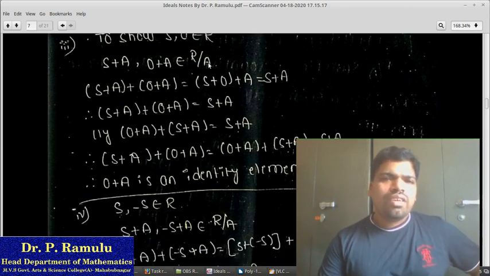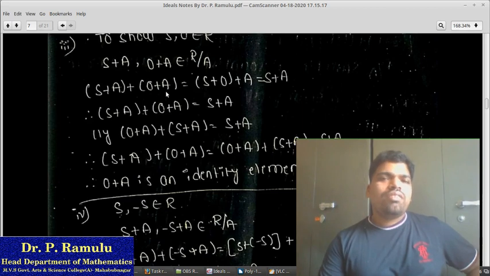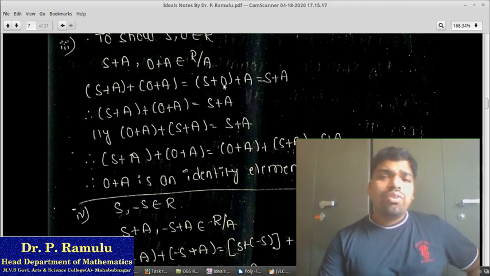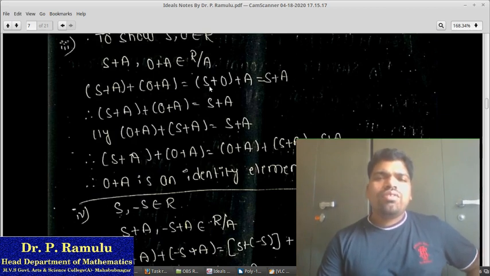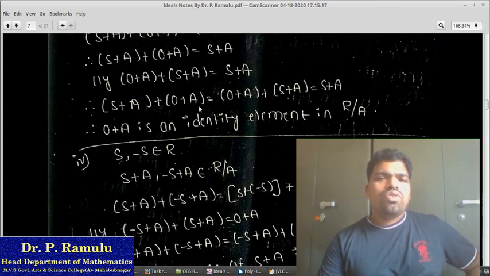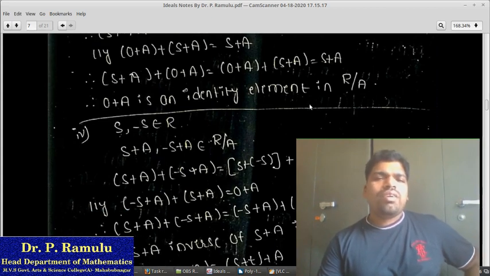Then s plus a, 0 plus a belong to R by A. I am verifying whether s plus a plus 0 plus a equals s plus a. According to the definition, s plus 0 plus a, and since R is a ring and s belongs to R, s plus 0 equals s. So since R satisfies the identity property with respect to addition, s plus a plus 0 plus a equals s plus a. Similarly, we can verify that 0 plus a plus s plus a equals s plus a. Therefore 0 plus a is the identity element in R by A.